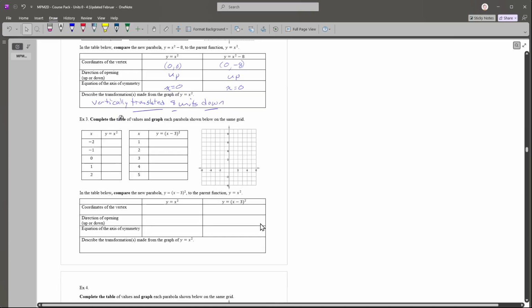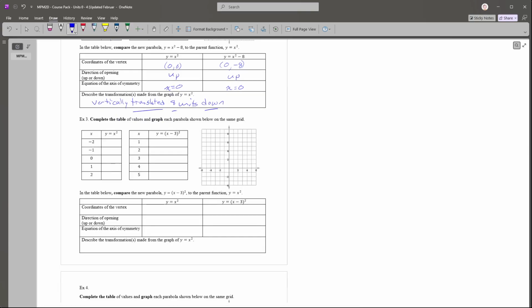Now look at the equation. Things have changed a little bit. Now that minus 3 is inside the set of brackets. Remember our equation. Y is equal to a times x minus h all squared plus k. If we put this equation into this format, what are we looking at? We say y is equal to, what's the value of a? Well, a is 1. Okay. X minus 3, and we square that. But what's k? There is no k, so it's plus 0.